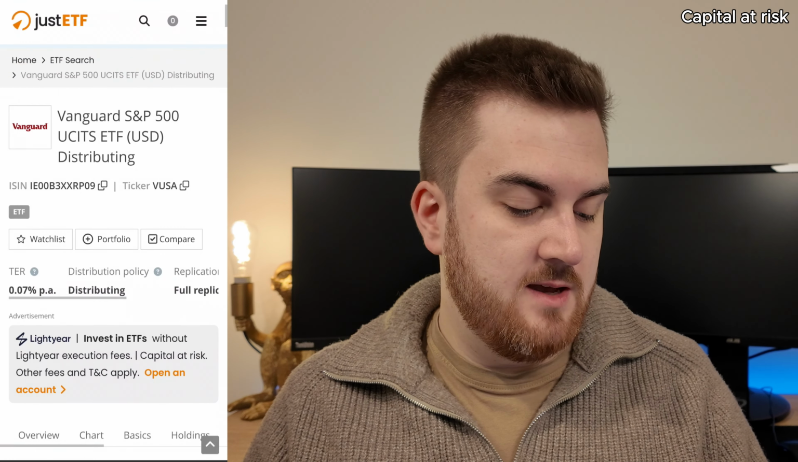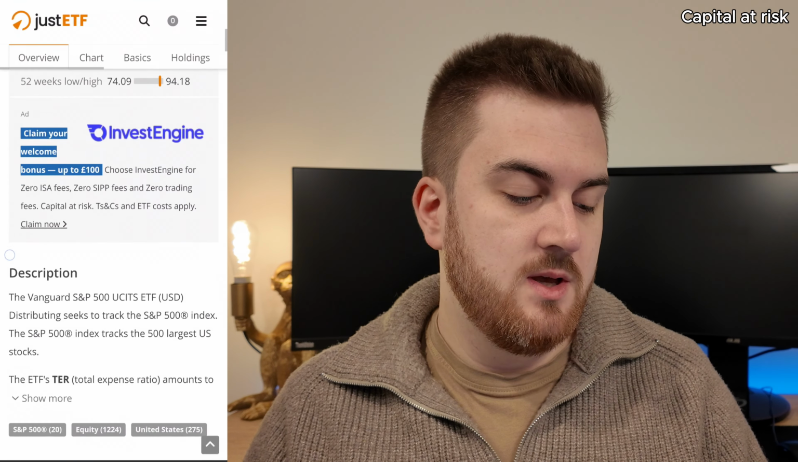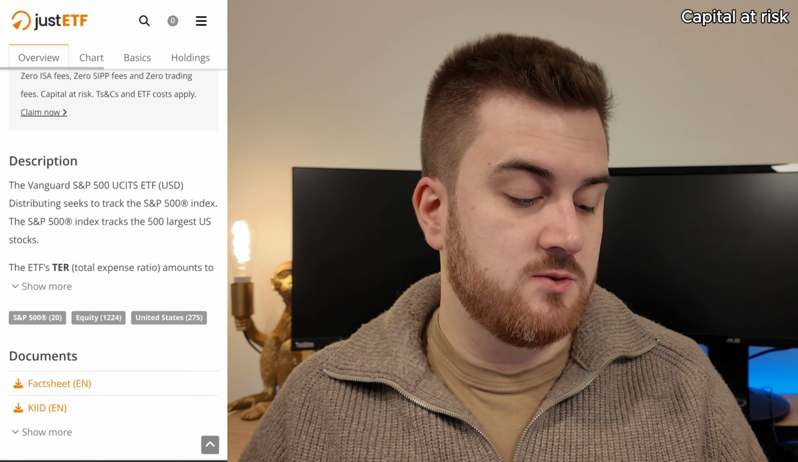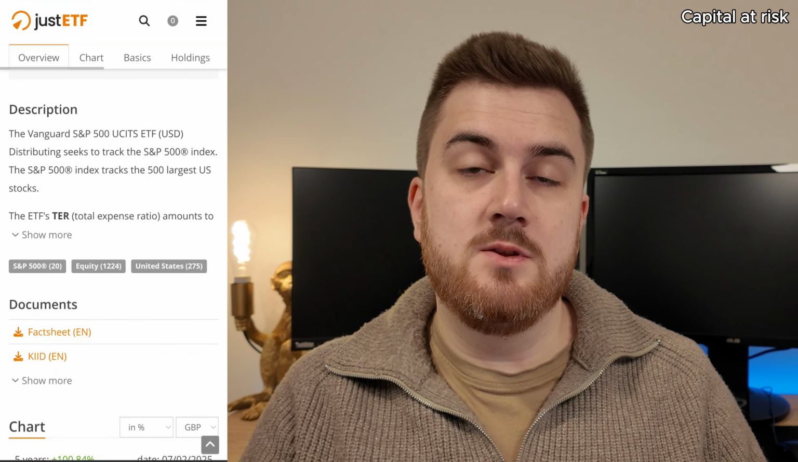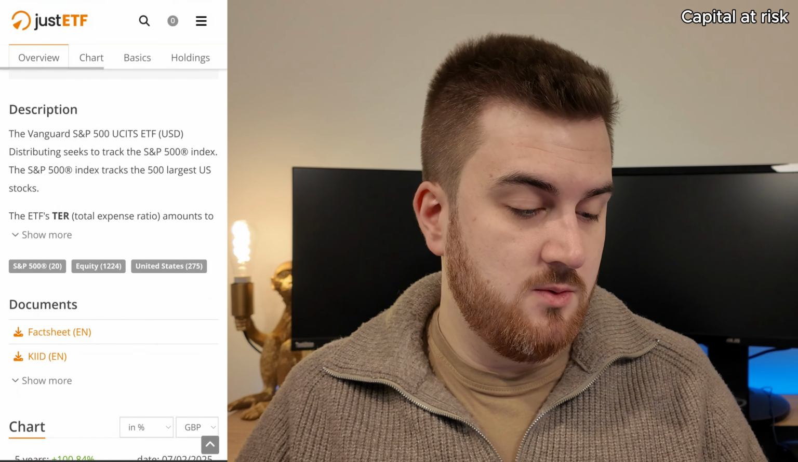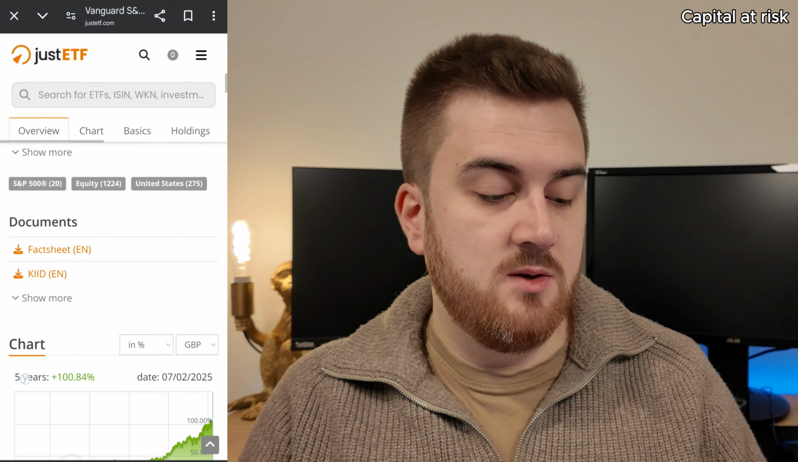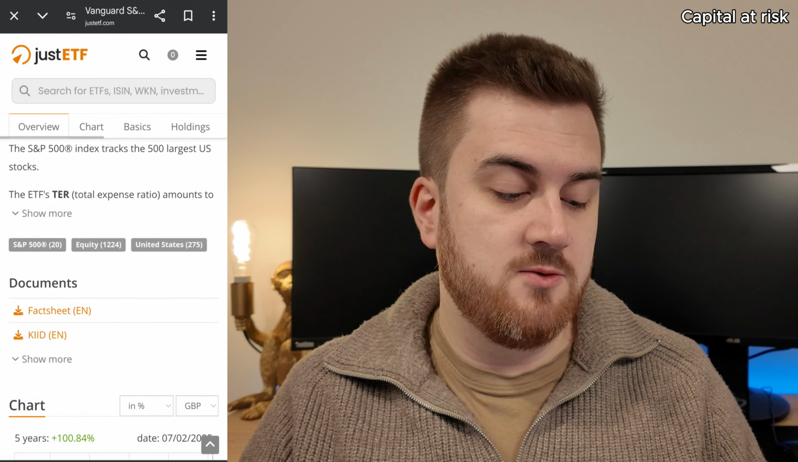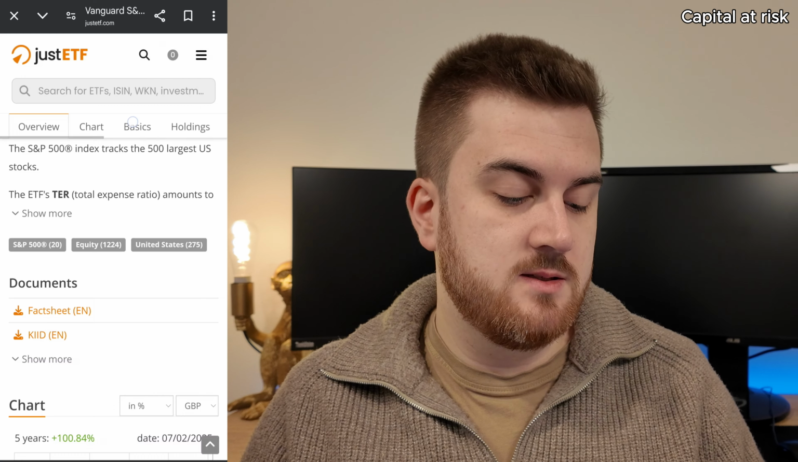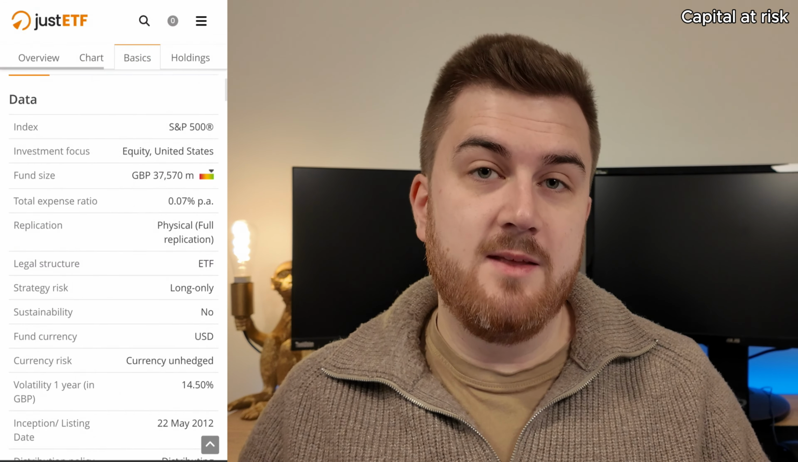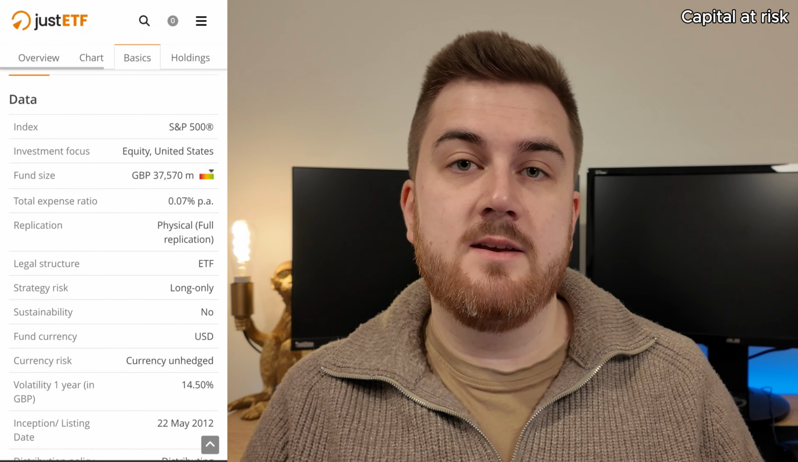So on Just ETF, the first thing you have is an overview tab. On the overview tab, you have a brief description. You can also access the fund documents, which we'll go through later in the video. And there's more stuff here, but basically at the top, you can scroll through the different options. So we're going to start off on the basics. On the basics, you get the basic details. You have the index the ETF tracks.